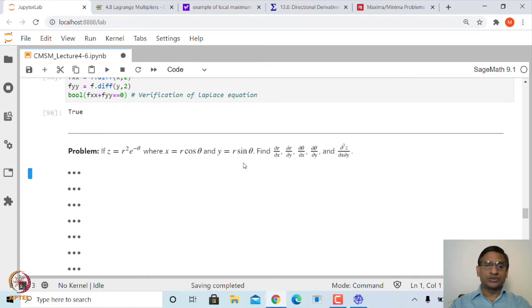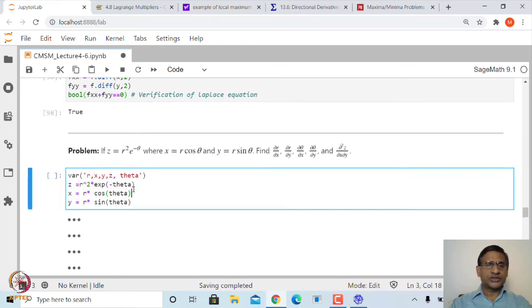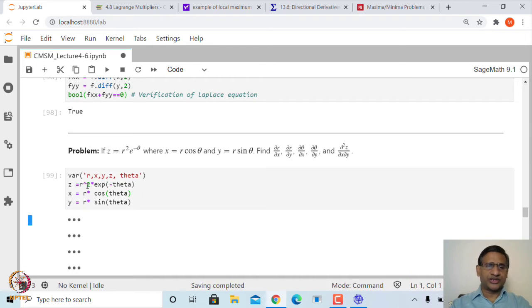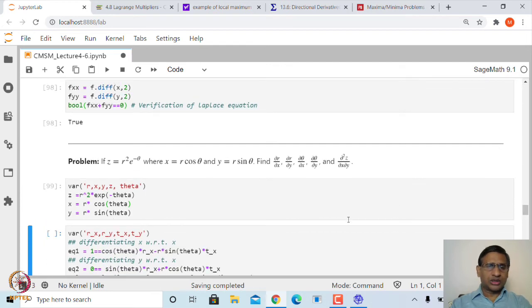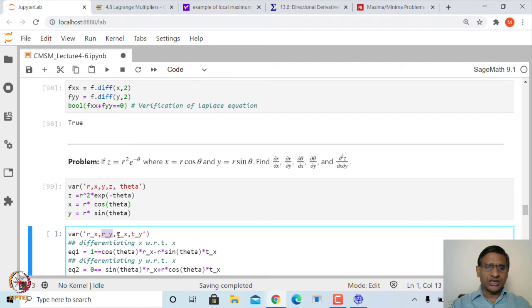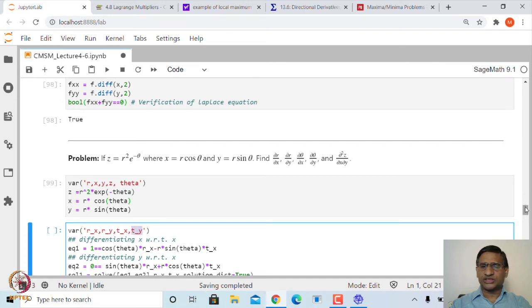One can use the chain rule for this, and let us see how we can make use of SageMath for computing this. So first let us define z, x and y. z is equal to r square e to the power minus theta, x is equal to r cos theta, y equal to r sin theta, and then first let us see. The partial derivative of r with respect to x will be denoted by r suffix x. Similarly, r suffix y is the partial derivative of r with respect to y, and theta suffix x is the partial derivative of theta with respect to x. This is the partial derivative of theta with respect to y. So these notations we will use.